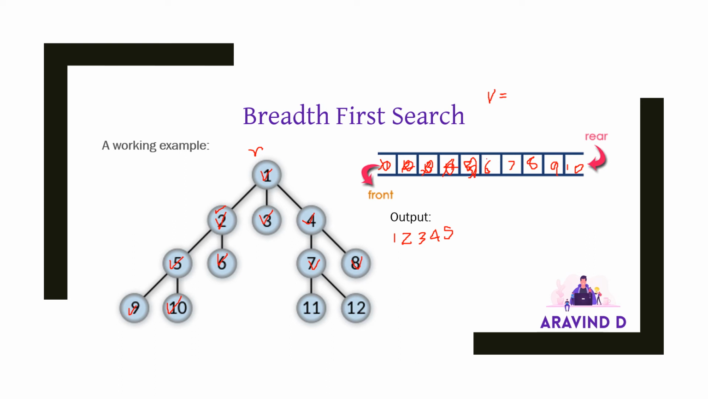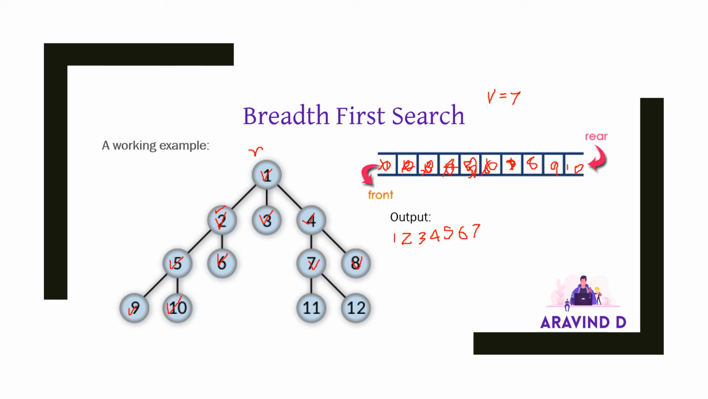We are going to dequeue from the queue and store it in the variable v and also print it. Now we are going to add all the adjacent nodes to 6 that are not yet visited to our queue. We can see that there are no adjacent nodes to 6 that are not yet visited. So we are going to remove that, and the process is to be repeated again. The queue is not yet empty, so we are going to dequeue and store in the variable v, and we are also going to print it.